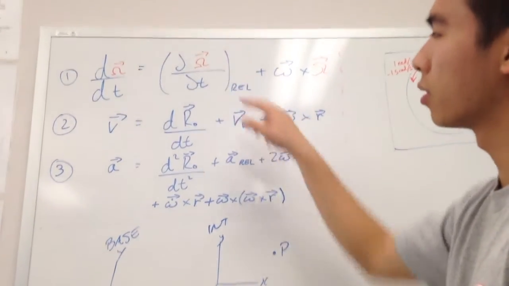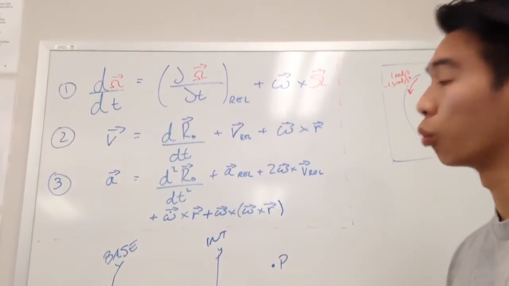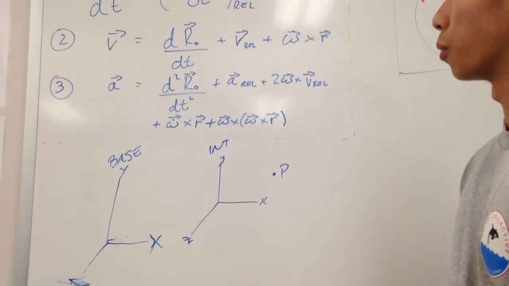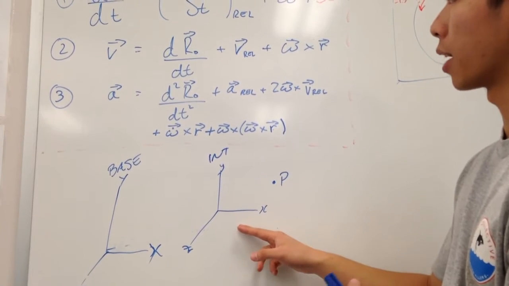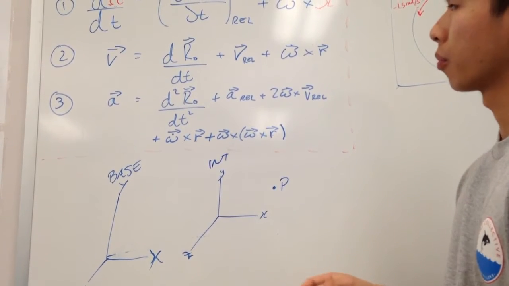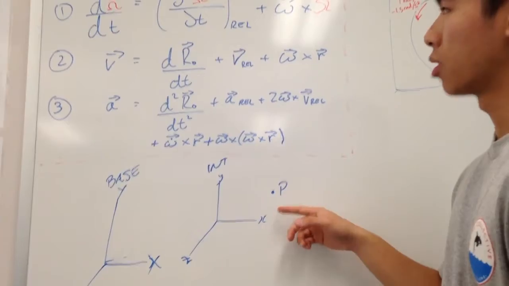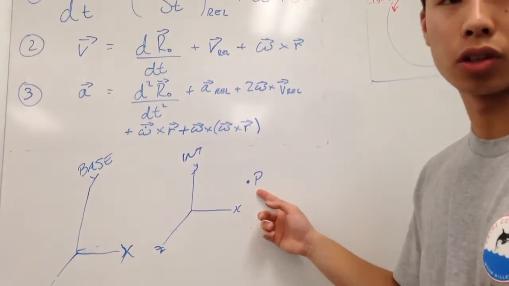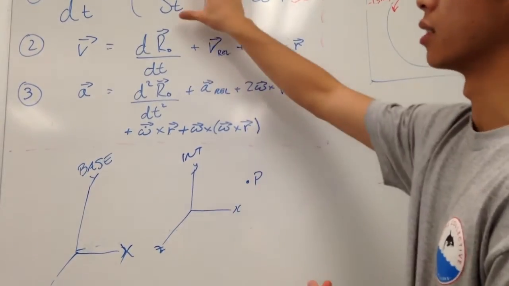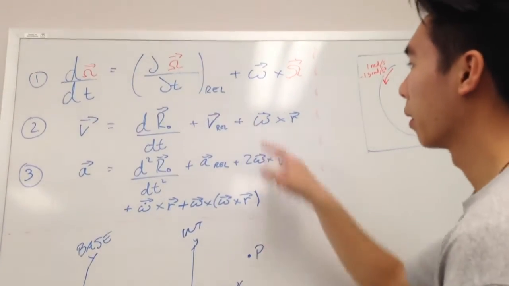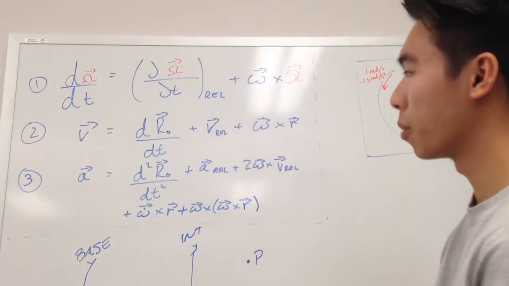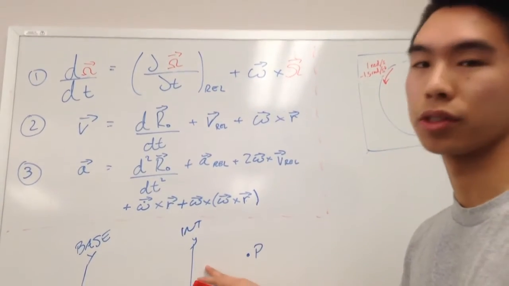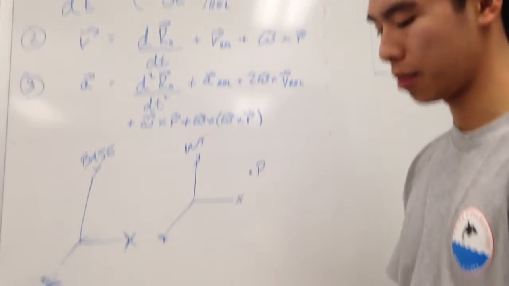So this first term is the time derivative of omega with respect to the intermediate reference frame. So imagine you're the intermediate reference frame. The time derivative of the angular velocity of your point of interest is this term here. Little omega, that's the angular velocity of the intermediate reference frame with respect to the base reference frame.